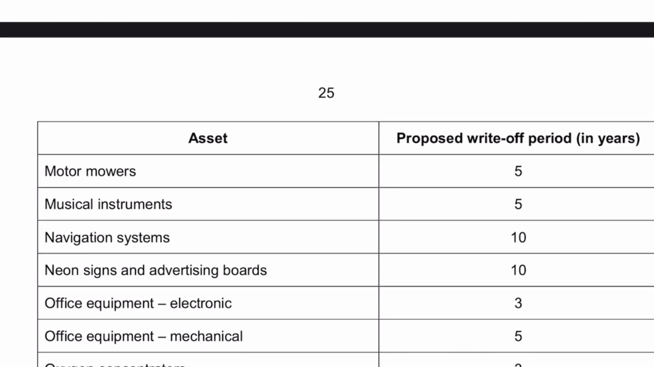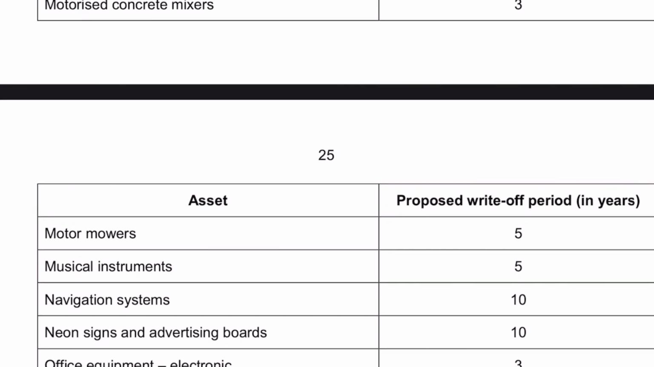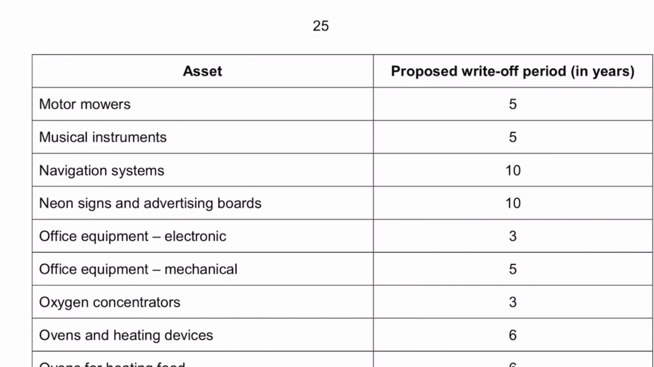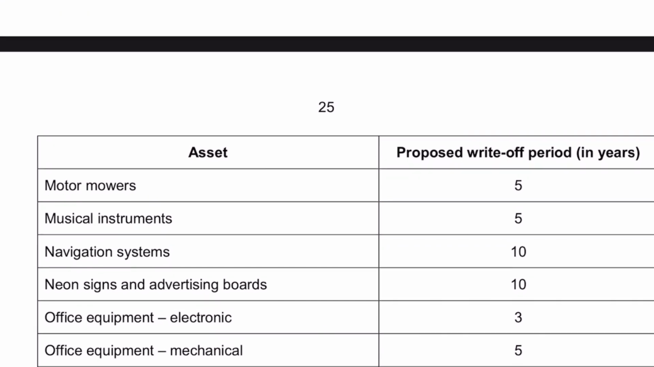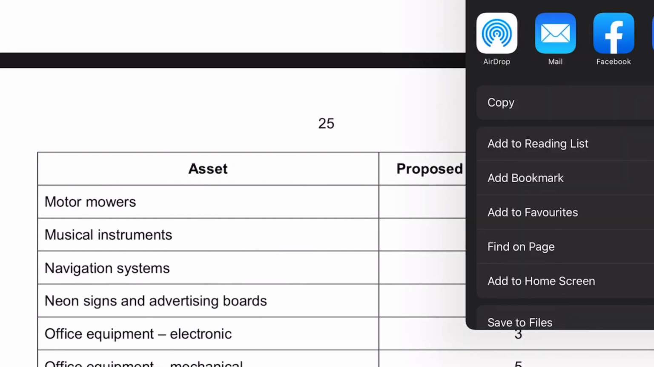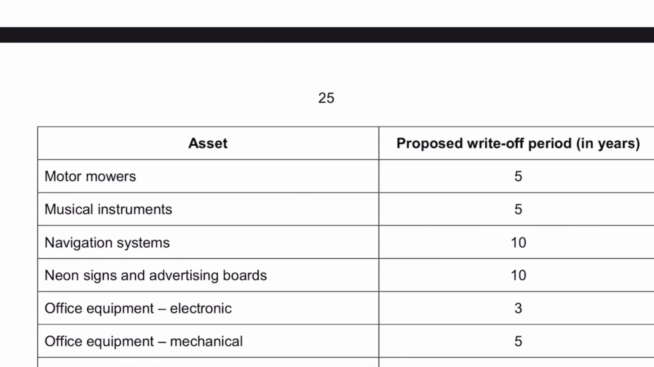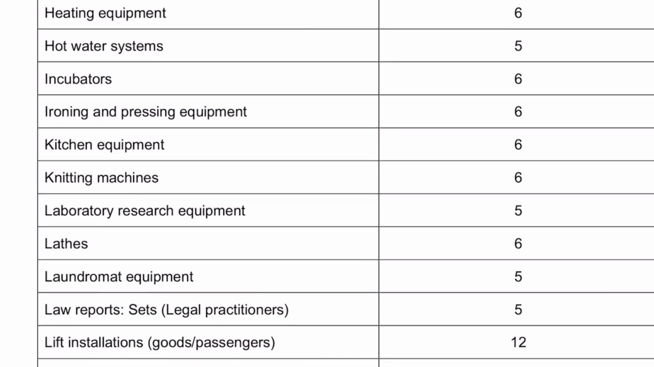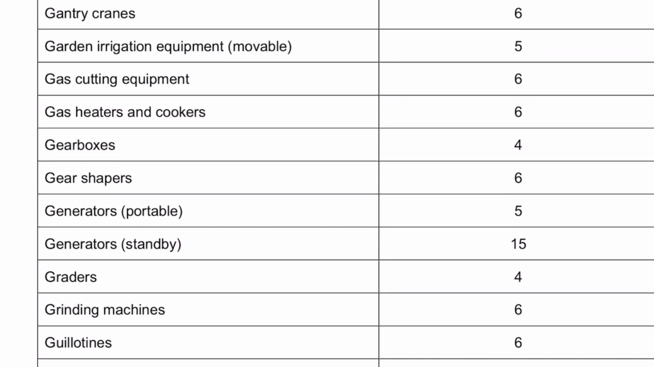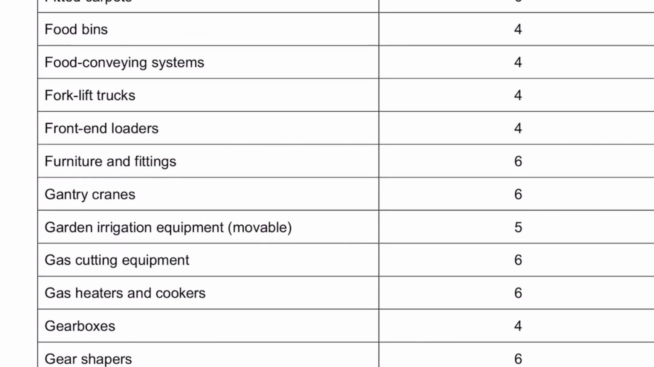As I've mentioned, musical instruments are depreciated over the period of 5 years. So if you buy a keyboard or studio equipment, you can write that off over a period of 5 years against your taxable income. So it will save you tax as well. And then office equipment. Let me show you something here. This is the whole list. If you buy furniture and fittings, you see it's over the period of 6 years. So you've got 6 years to write them off against your taxable income.